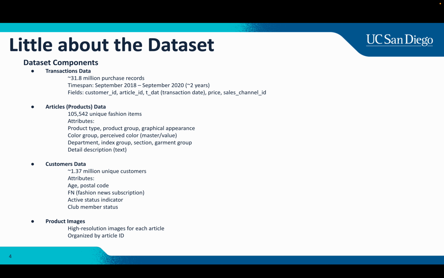Then there's the customers data file, which contains around 1.37 million unique customer attributes, again populated with attributes like age, postal code, which is a hashed string, and then details like is the customer part of the fashion newsletter subscription, are they an active club member, and there's another folder containing high resolution images for each article organized by the article ID.